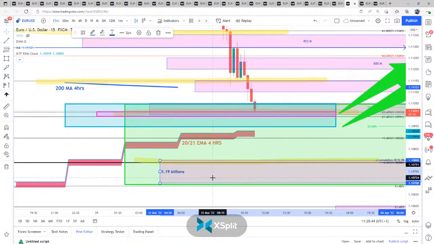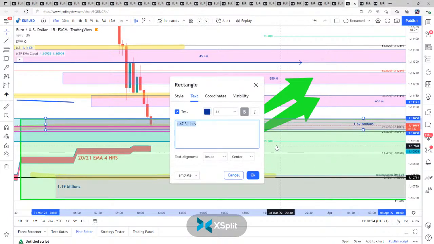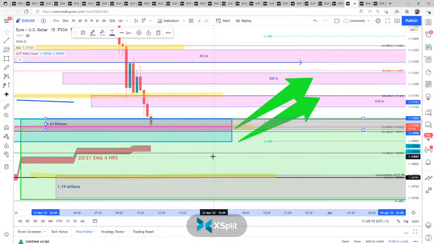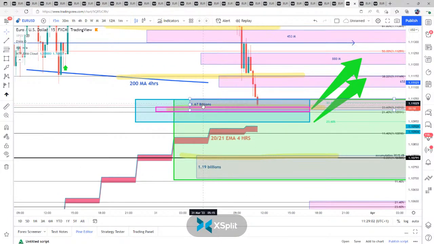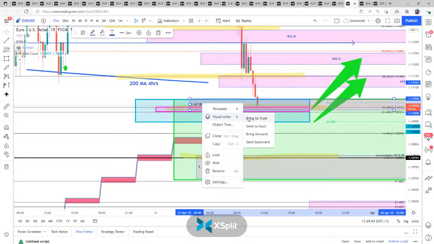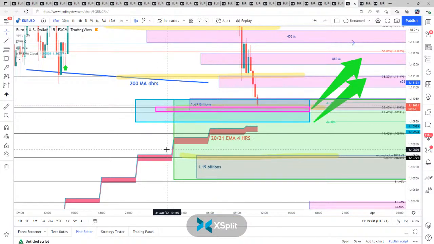Okay, so we have here 1.20 billion, and we have there the other one, which is 1 point whatever. I will move the price to the left, the size of this thing. So we know what we have here, and I will put them in visual order on the front so we can see them better. Right.